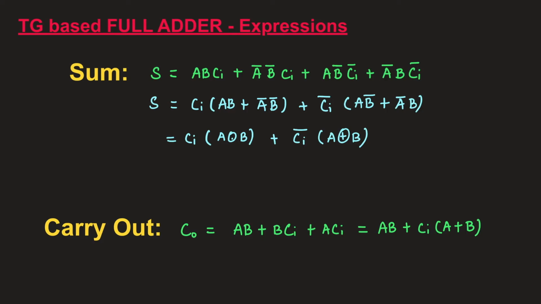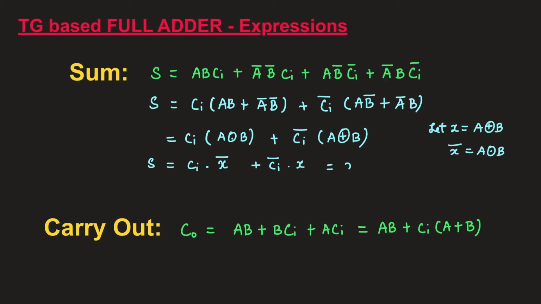And let us assume that X equals A XOR B. So now what will happen? This sum will be equivalent to Ci dot X bar, because we have taken X as A XOR B, and therefore X bar is going to be the opposite, which is A XNOR B, plus Ci bar into X. So now what is this? Ci dot X bar plus Ci bar into X.